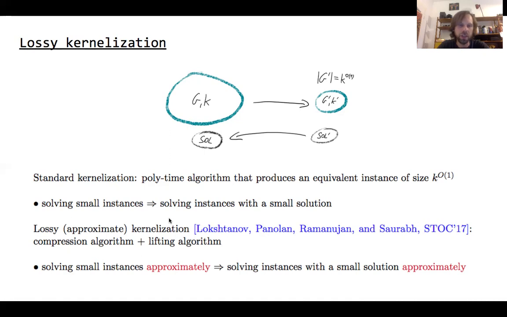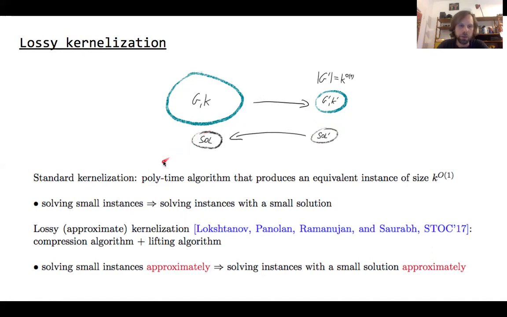Lossy kernelization is a pair of algorithms. First one is a compression algorithm that takes instance (G, k) and produces an instance of size poly(k), not necessarily equivalent. And the second one is a lifting algorithm that takes some solution to the compressed instance and translates it into a solution to the original instance in such a way that solutions which are good approximations here are being translated to good approximations there.